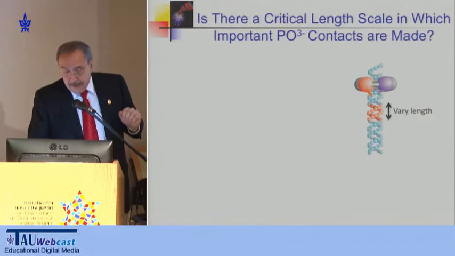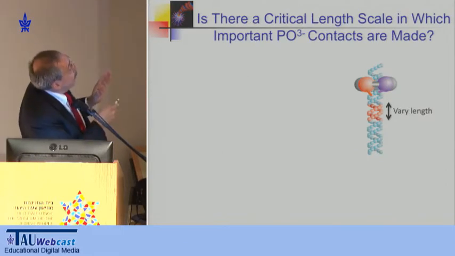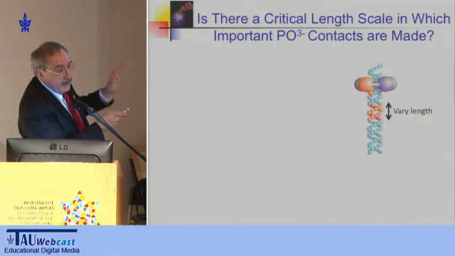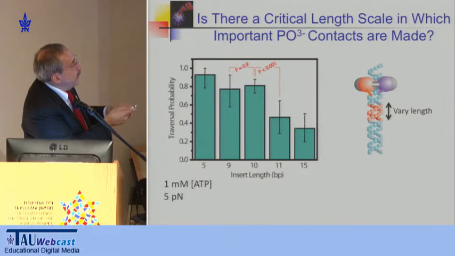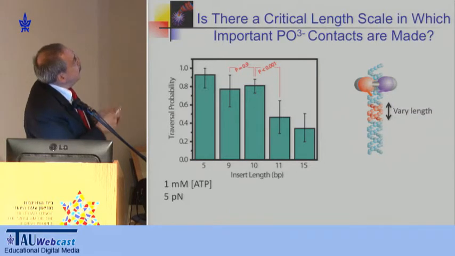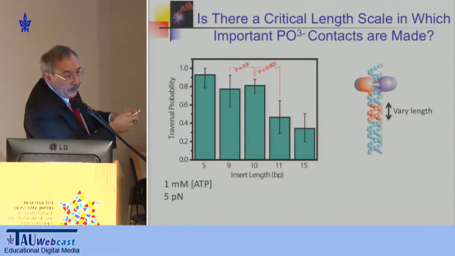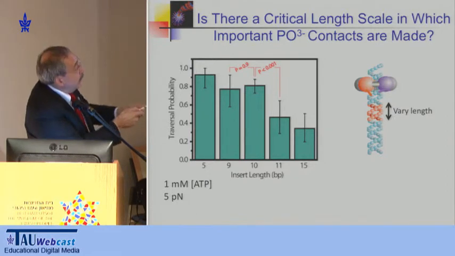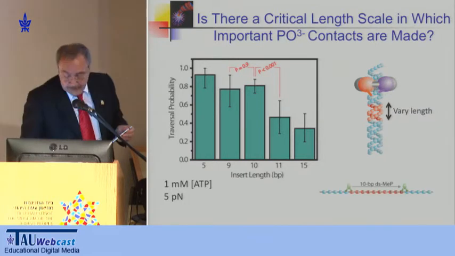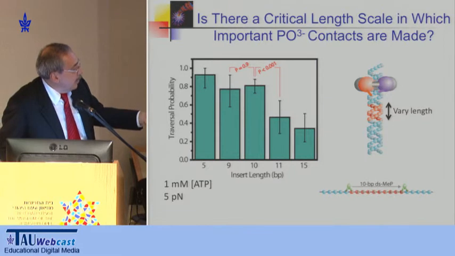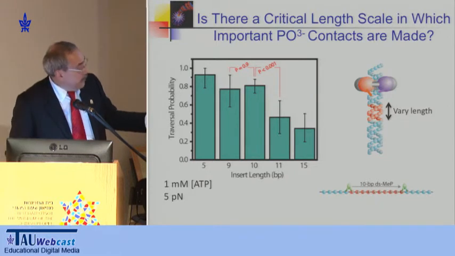Okay? Finally, we may ask, is there a critical length scale in which important phosphate contacts are made between the motor and the DNA? And we can do that simply by varying the length of the neutralized DNA from 1, 2, 3, all the way to 15. And you see that, in fact, there is not much significant change in the ability to go across the DNA when you neutralize in going from 5 all the way to 10. But when you go from 10 to 11, there is a big drop in the probability of crossing the DNA, of packaging the DNA, which we don't see again further on. So basically, what this suggests is that the motor is making important contacts every 10 base pairs with the phosphate in the 5' to 3' direction of packaging.